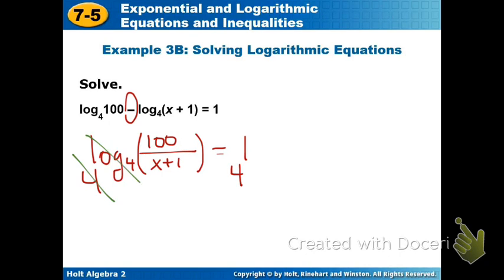Now let's apply our inverse, very powerful. Our bases cancel each other out. So that's kind of a common thing with your logs and your exponents. So we have 100 over x plus 1 equals, what's 4 to the first power? 4. And now you're ready to solve.